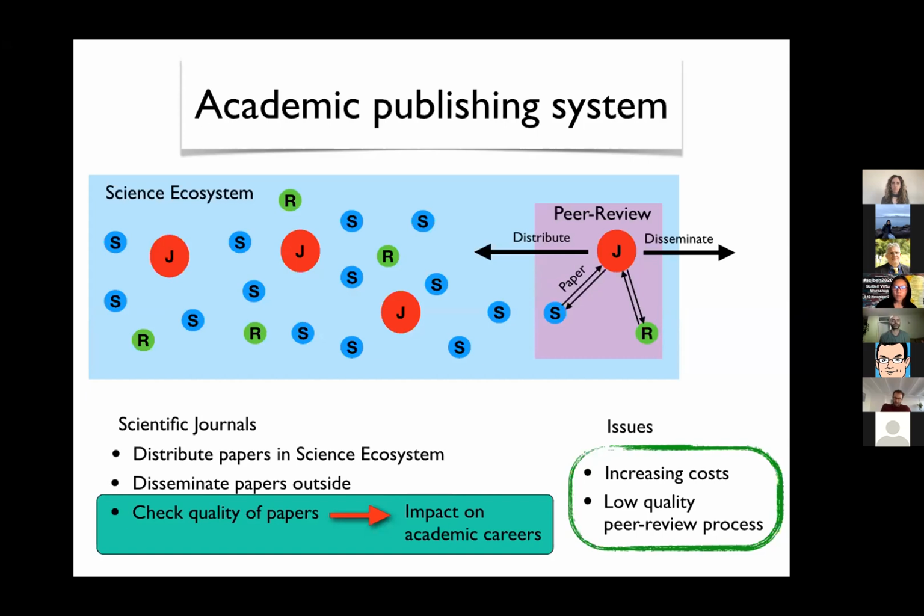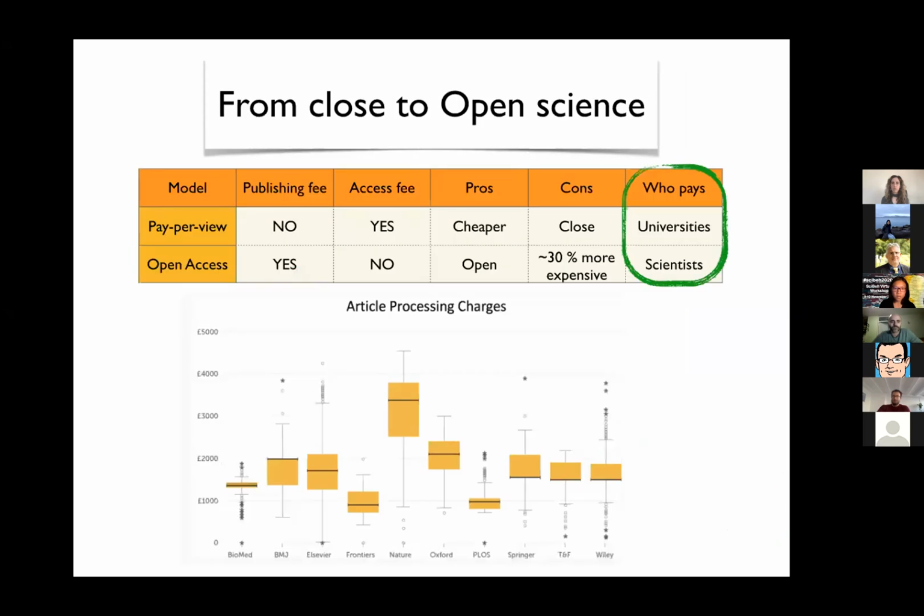Okay, so what's wrong with this current publishing system? Well, it has some issues. For example, it has increasing costs, and most importantly, the peer review process can be of low quality. So let's dig into this. As you know, there are currently two models for publishing. One is pay-per-view, and the other one is open access, right?